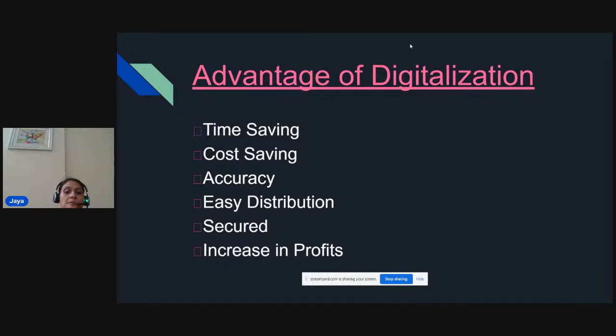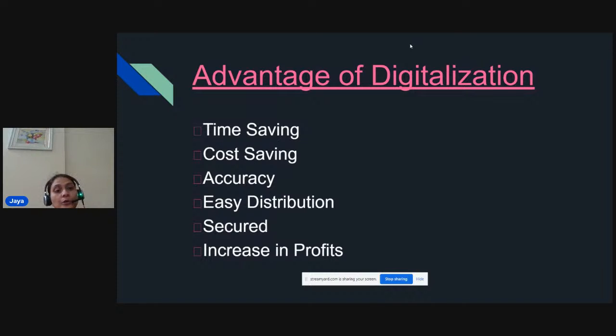Easy distribution comes in when you want to give information about your newly launched product or brand. You can do it easily on social media nowadays. Why? Because with the traditional method, you have to print pamphlets or papers and distribute them, and for that you have to spend money. But with a digital tool, you don't have to pay that much. You can just put the post on social media and many people will grab that attention.